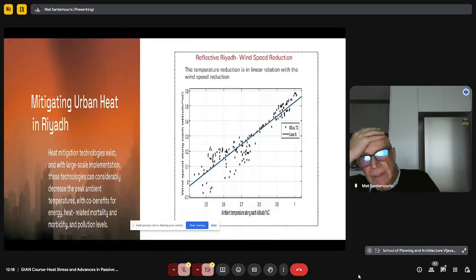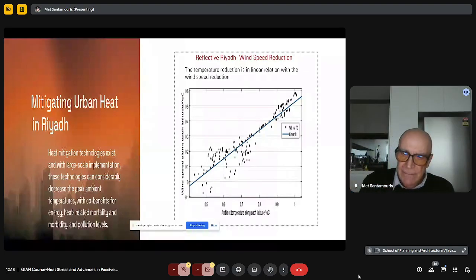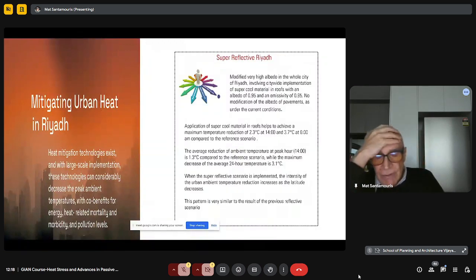There was a very clear association between the temperature reduction and the wind speed, almost a linear relation. The higher the wind speed along its latitude, the higher the ambient temperature reduction for its grid. So this is the potential of the reflecting materials: 1.5 degrees, and especially in the southern part, an important decrease of sensible heat. It helps a lot.